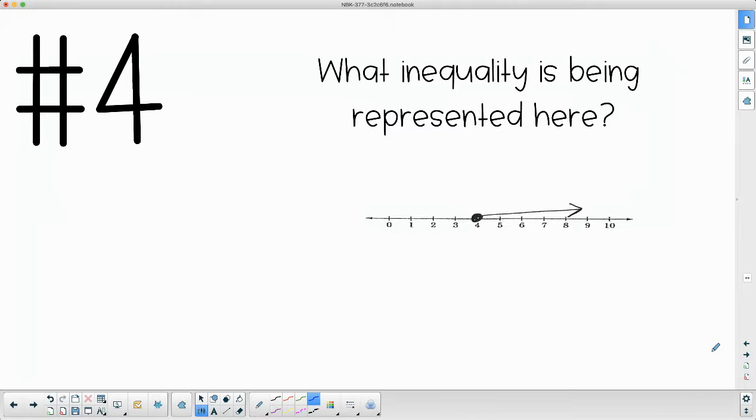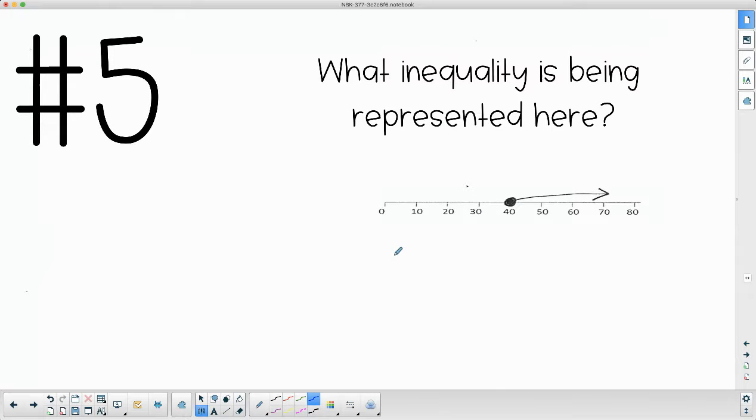Number 4, the variable it uses in our answer is W. And I can see that my answer has to get bigger. So W is going to be greater than. I can see it's filled in, so it's included. And this number it's on is 4. So this time it could be 4. It could be 4.01, but because it's equal to, it could also include 4.